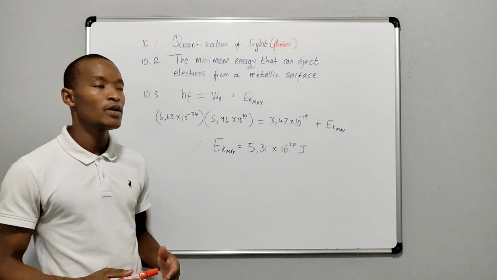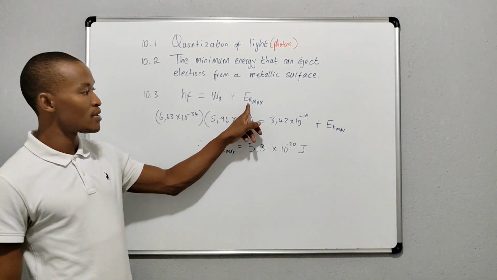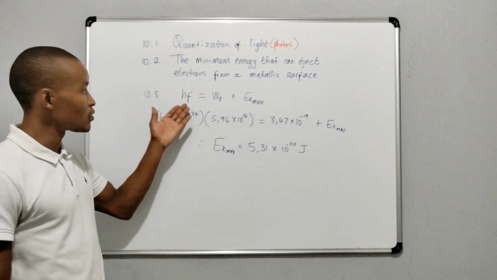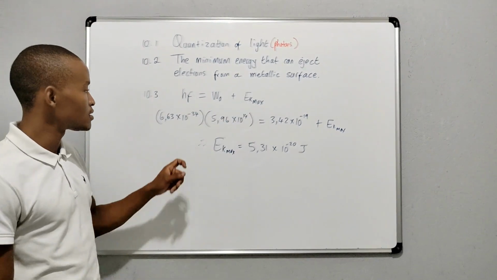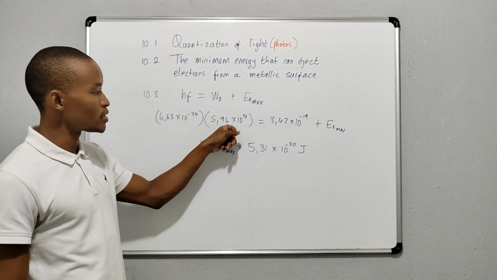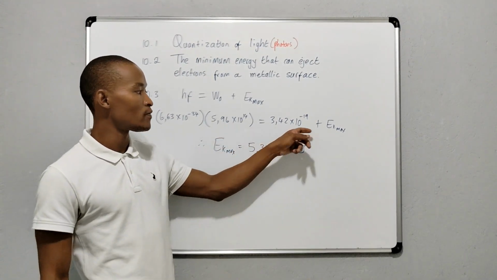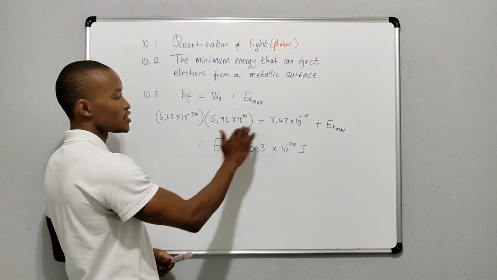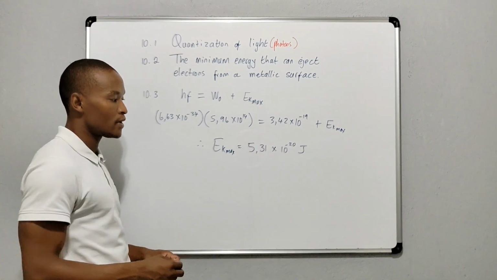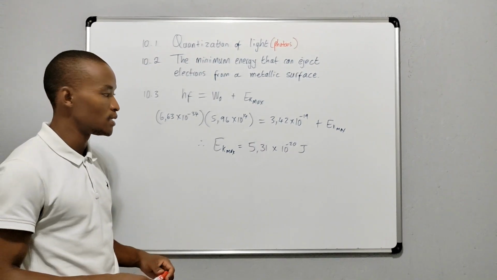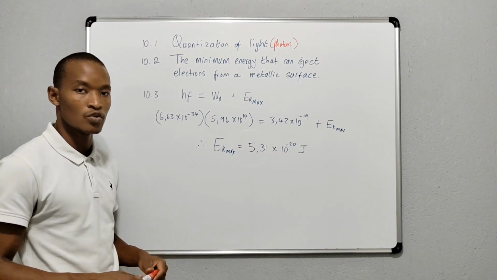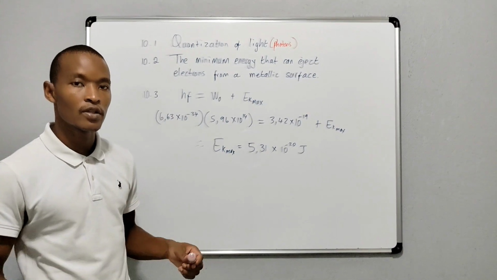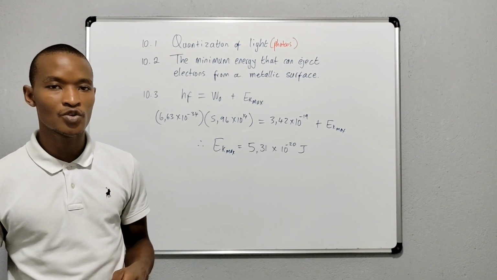Okay, so 10.3, we're asked to calculate the maximum kinetic energy of an electron ejected from the metallic surface. There's an equation that can help us there that relates Planck's constant with the frequency and says it's equal to the work function plus the maximum kinetic energy. So the substitution takes place here, and we arrive at 5.31 times 10 to the power negative 20 joules of maximum kinetic energy. Right, so that was straightforward. Let us go to the next question.